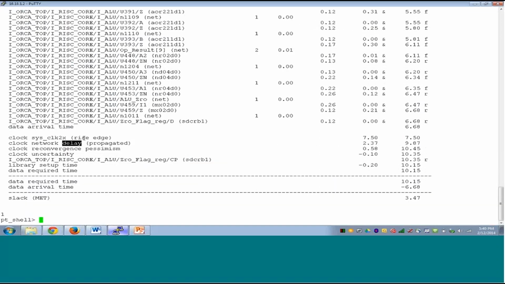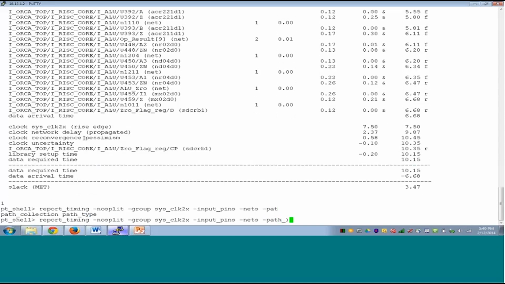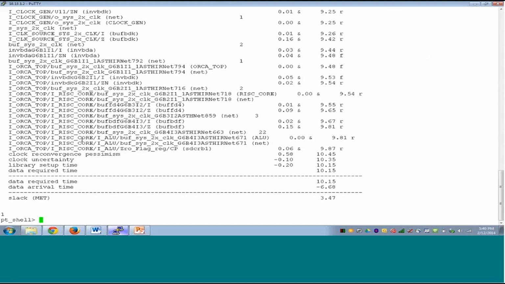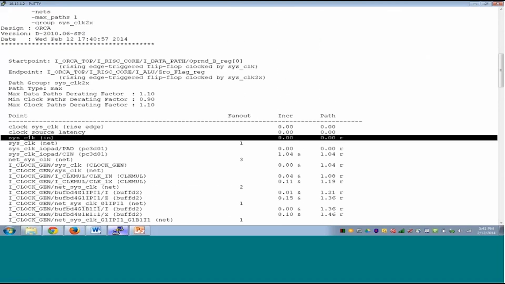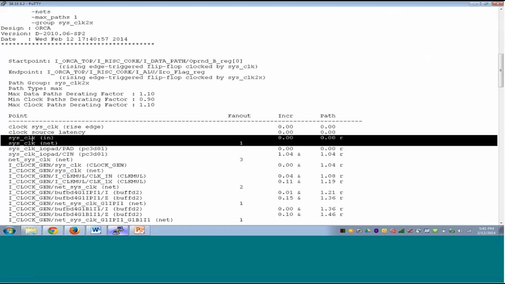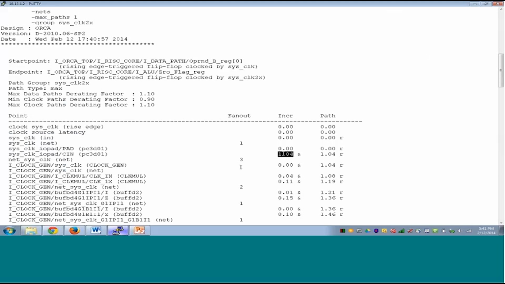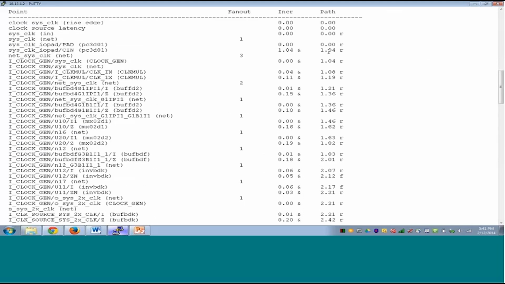Now let's expand. There is an option called, we will remove capacitance and transition for a while. We will add minus path type full clock. This will show me the full clock path. Now see, the report length has increased. Now it starts from the port. This is very important. It is now showing me the launch clock path as well. Clock goes to pad, shows me the incremental delay, shows me the cumulative delay.